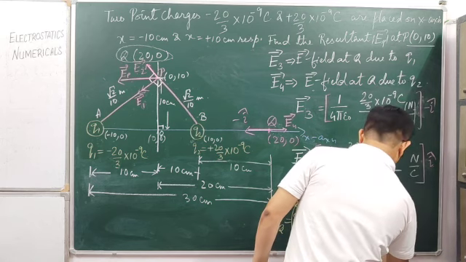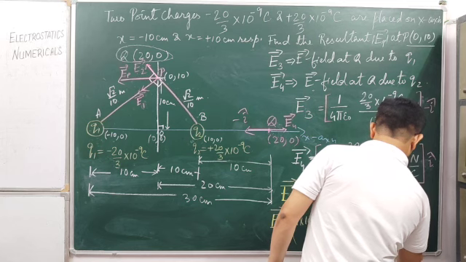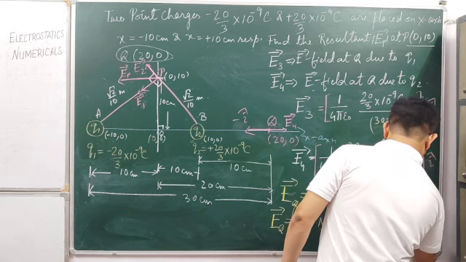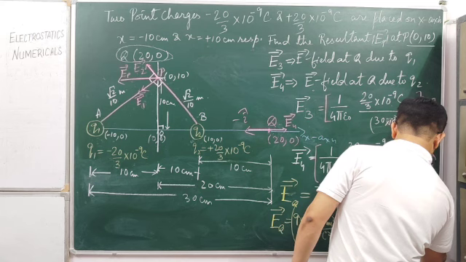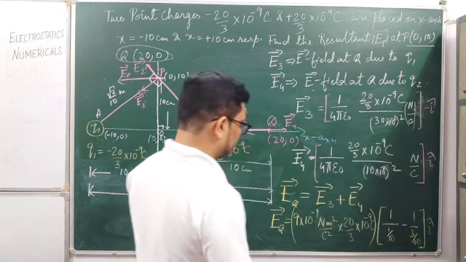So this is going to be 1 over 1 by 10 minus 1 by 3 by 10. Okay, and the resultant is going to be i cap. All right, so this is what we get.